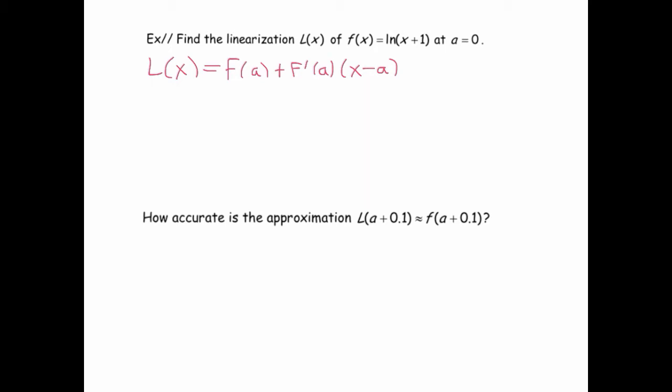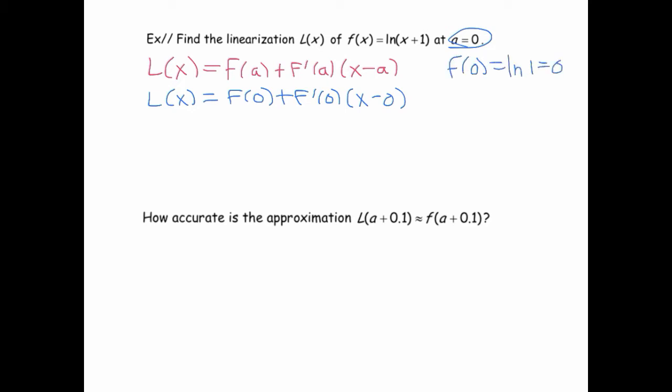But our a is 0, so that means we want L of x to be f of 0 plus f prime of 0 times x minus 0. Now f of 0 is just natural log of 0 plus 1, so it's natural log of 1, which is 0. So that's just a 0 in this case.